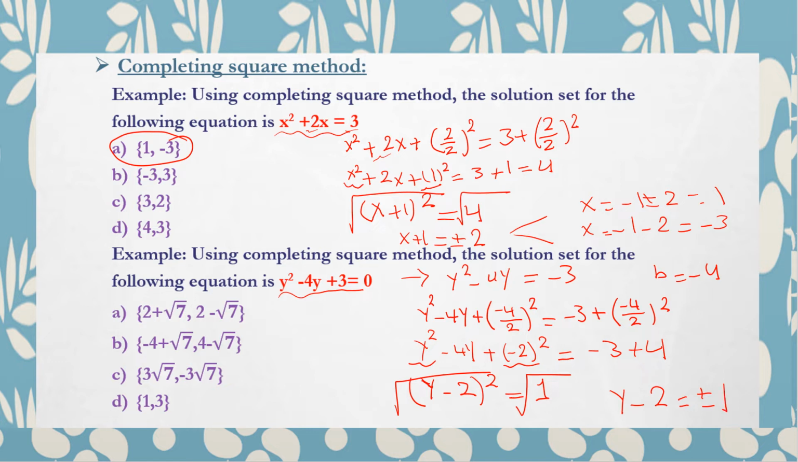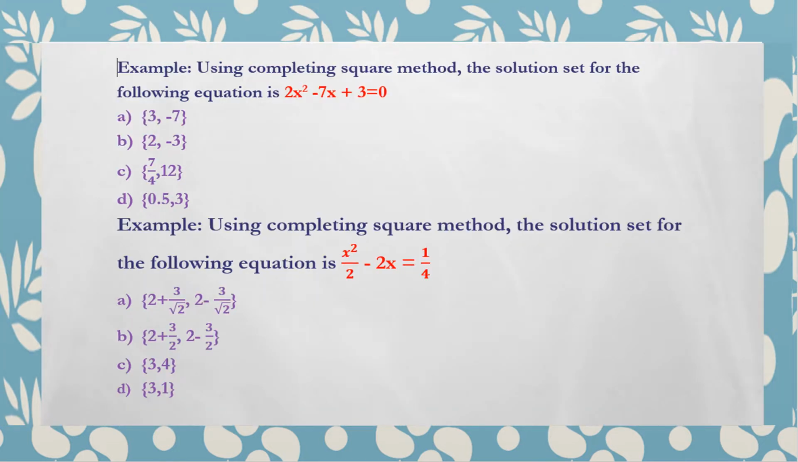And this means that the solution set is y equals 2 plus or minus 1, and this means that the solution set is 2 plus 1 equals 3, and 2 minus 1 is 1. So the solution set is 1 and 3, and the correct answer is D.